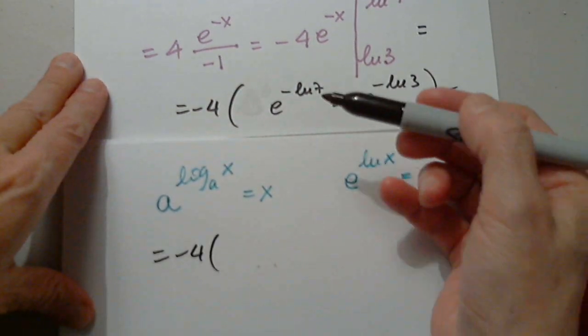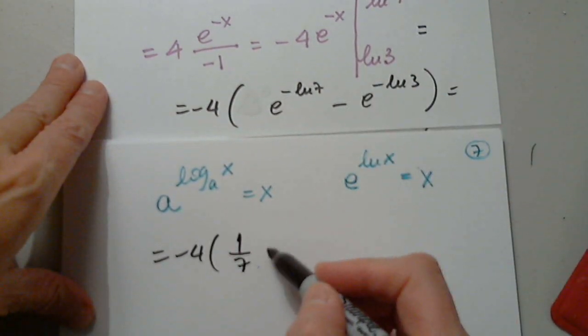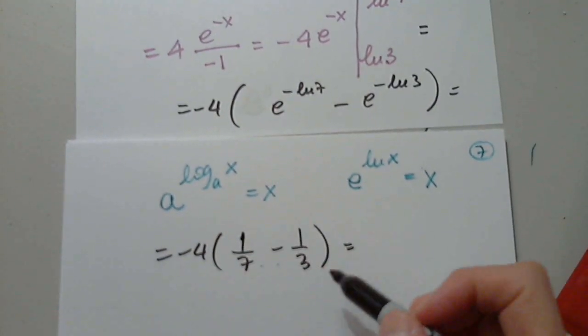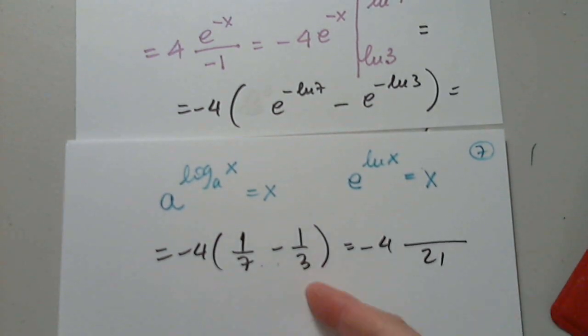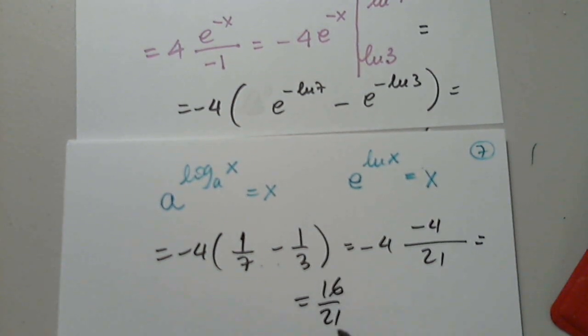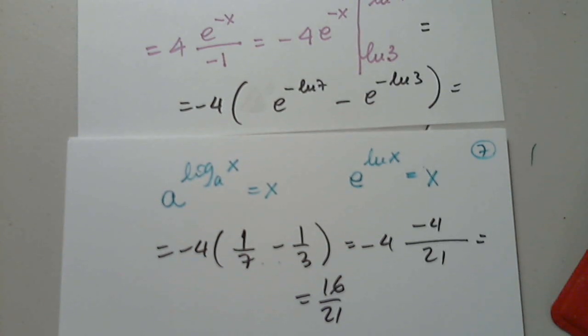So this is -4, and this becomes 1/7, and this becomes 1/3. And we'll do this with a calculator. So this is -4/21, and this is 3 minus 7, which is -4. So this will be 16/21. So you either plug this in the calculator, or you check your answer with this. So you can also copy what you see, but maybe it's more difficult to copy and adjust.